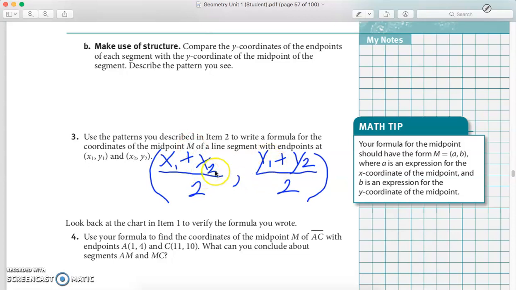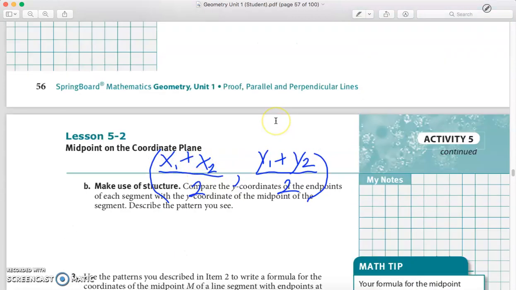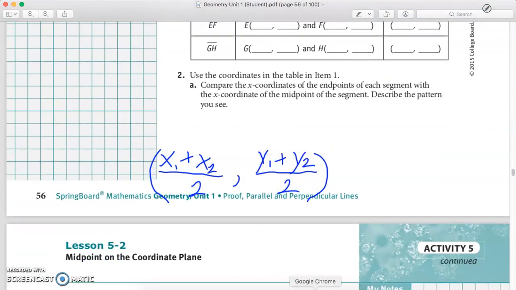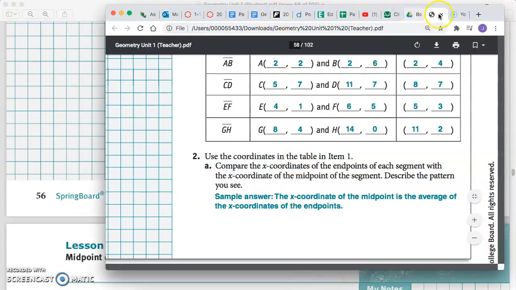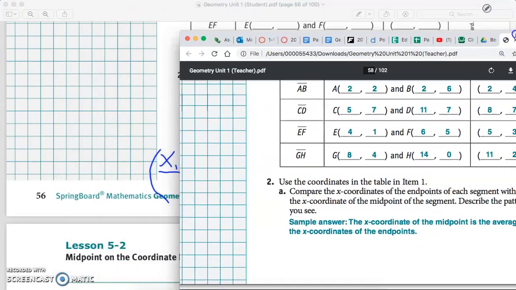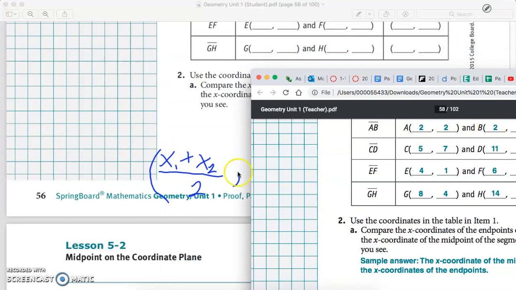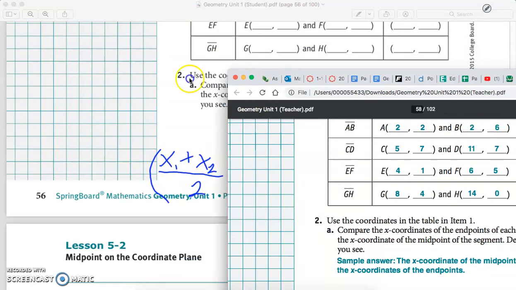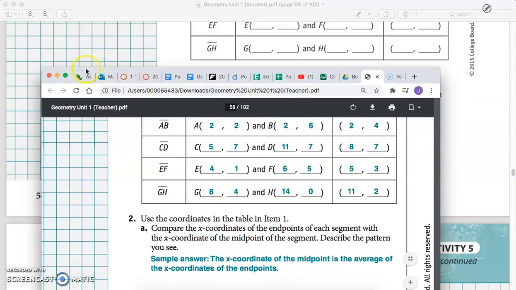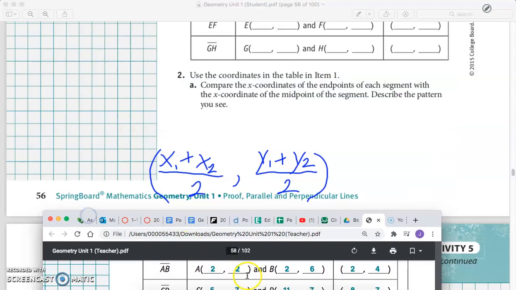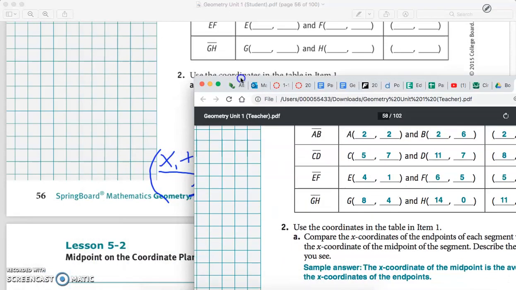Okay, so that's the formula that hopefully you were able to figure out. Now let's look back at the chart and verify this formula. If we add the x's, divide by 2, so we've got x plus x, 2 plus 2 is 4, and then divide it by 2, that gives us 2, the x coordinate. And then for the y coordinate, 2 plus 6 is 8, 8 divided by 2 is 4. Awesome. So if we look at the table, we'll see that this formula works for all of these points.